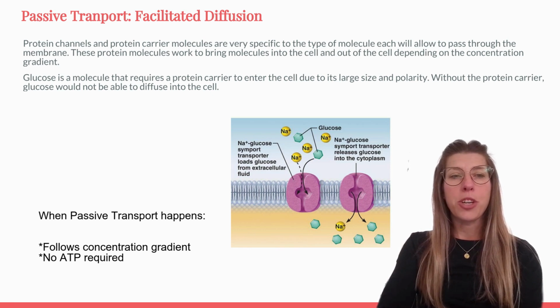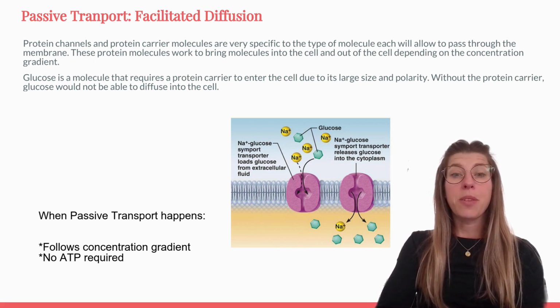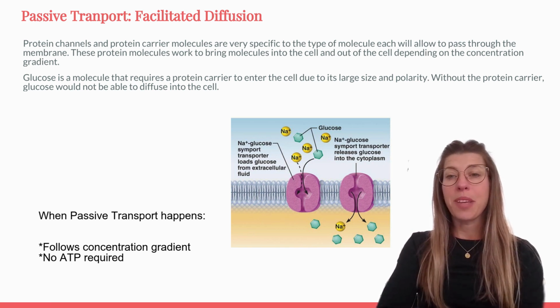A great example of this is glucose. It requires a protein carrier to enter the cell due to its slightly larger size, right? And also its polarity. So if it can't quite get through the phospholipid bilayer, it would require the use of the protein channel or carrier. Without the protein carrier, glucose would not be able to diffuse into the cell. Okay, so here's an example down below of glucose moving through with the use of sodium. Sometimes it's kind of coupled with the different molecules that need to be moving through.